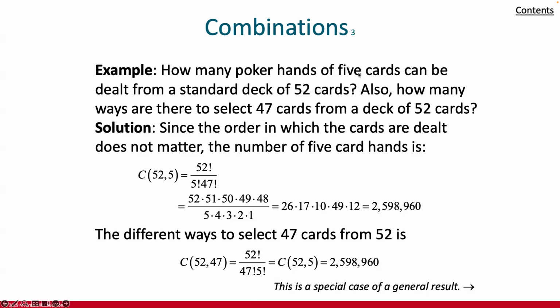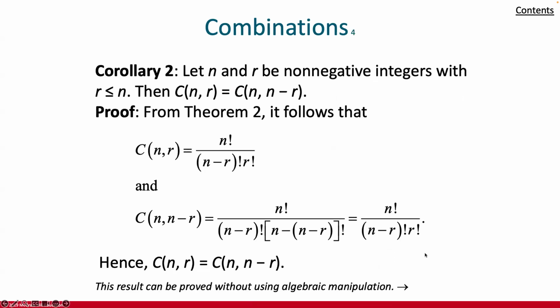How many poker hands of 5 cards can be dealt from a standard deck of 52 cards? Also, how many ways are there to select 47 cards from a deck of 52 cards? This is kind of interesting if you look at it, because we actually come up with the same number. This is a special case of a general result, which is shown with this corollary: C(n, r) is equal to C(n, n minus r). That gives you an interesting thing for us to keep in our back pocket.